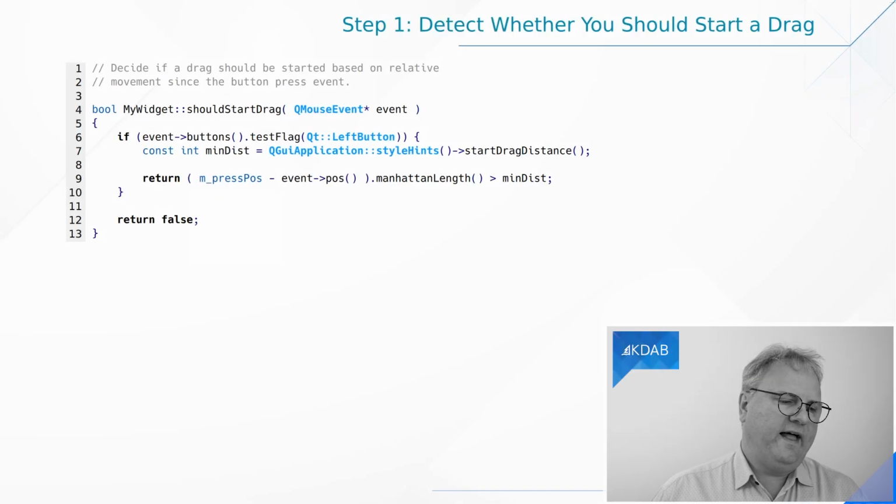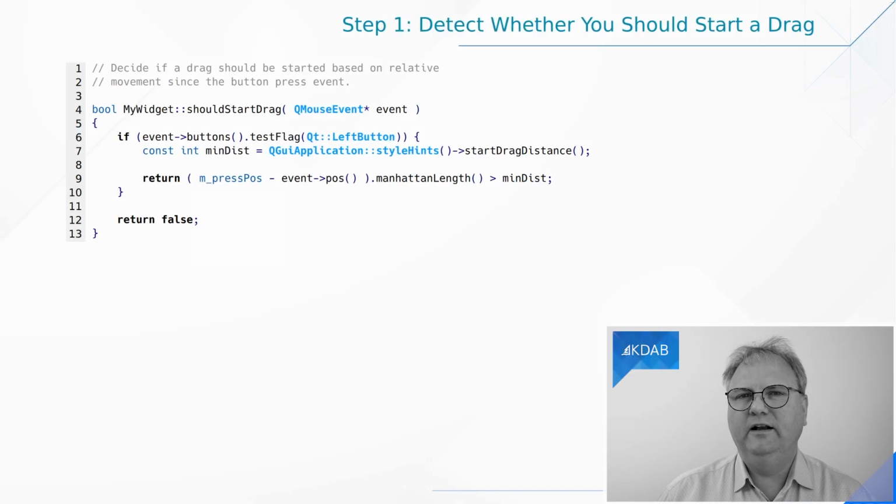So step number 1, detect whether you should start a drag. And how that is done in your application is entirely up to you. But the usual way that it's done is that the user presses down the mouse button and moves it a certain amount of pixels. So what I have implemented for you here is just a template for what it could look like.